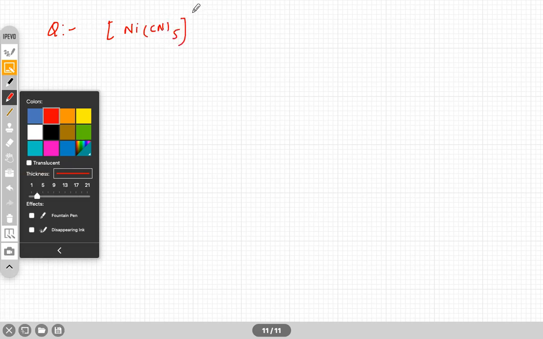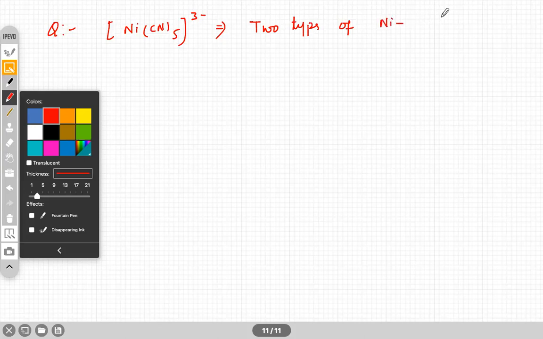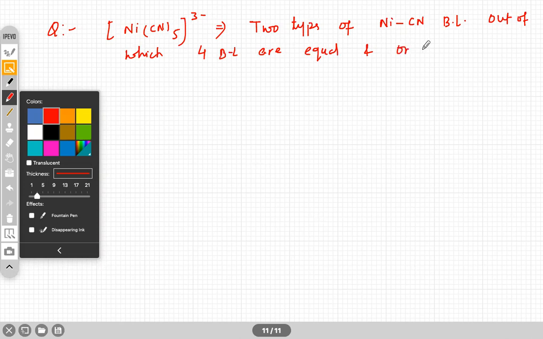[Ni(CN)5]3- we have. And in this one, it is given that it has two types of Ni-CN bond length, out of which four bond lengths are the same, are equal, and one is different. Find out the hybridization, magnetic property, and geometry of the molecule.